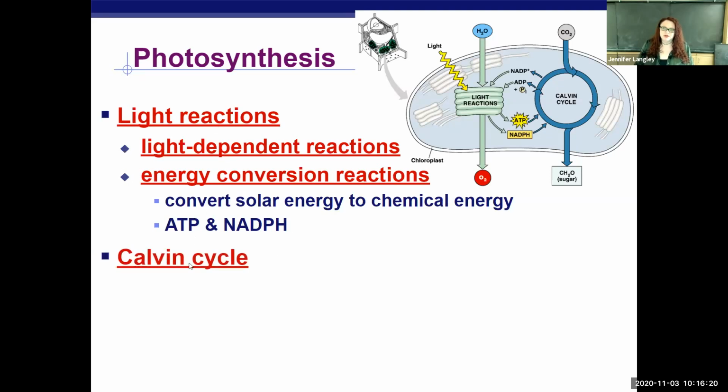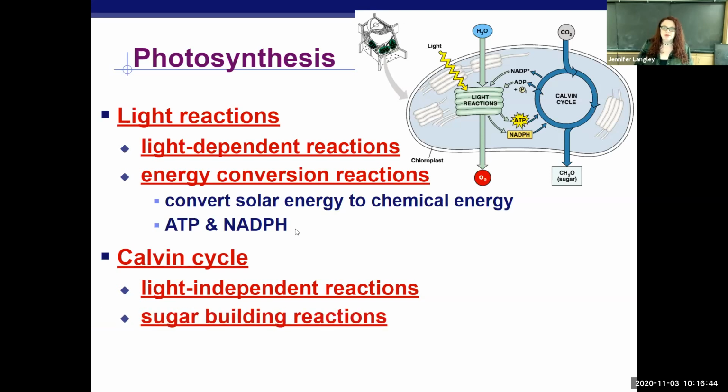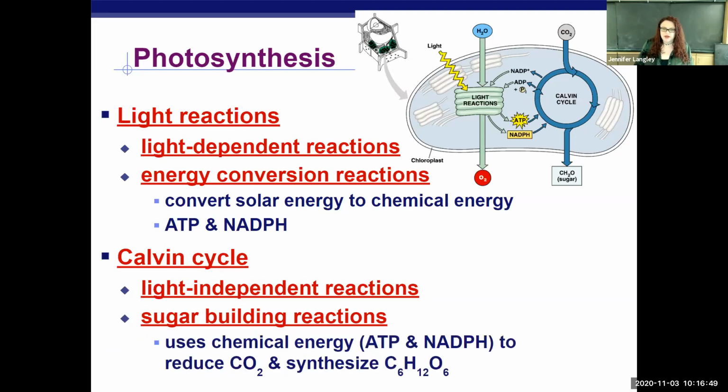After the light reactions, we go through a cycle. Before, remember we had glycolysis, then our link reactions, then our Krebs cycle, then electron transport. So here we're going to do electron transport, then our cycle. This one is going to be called the Calvin cycle. These reactions are light independent. They do not require light. This is where I build sugars. This is where I'm going to store that energy. It's going to reduce carbon dioxide into sugar.